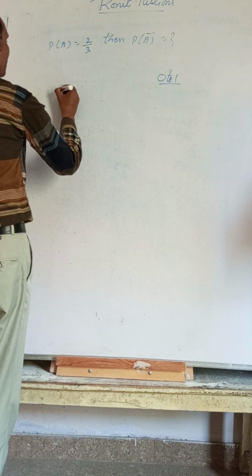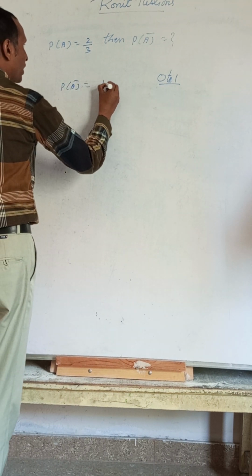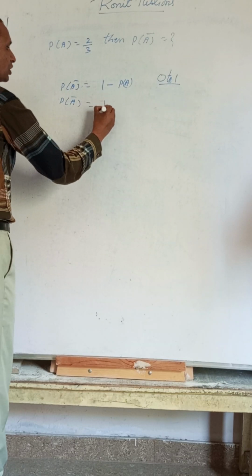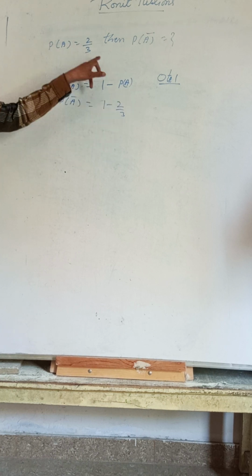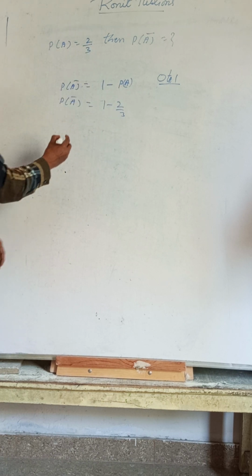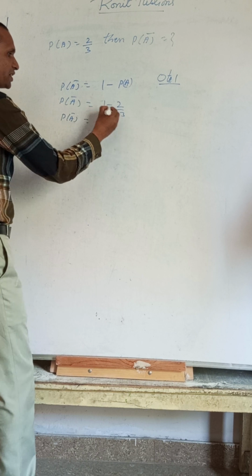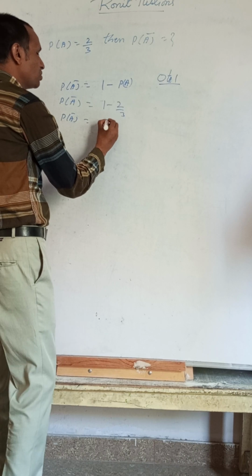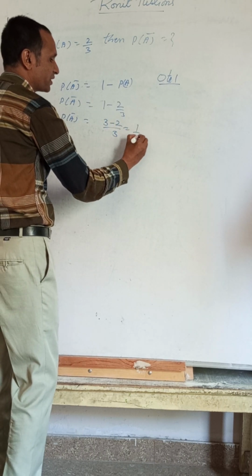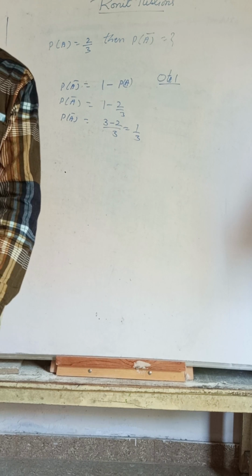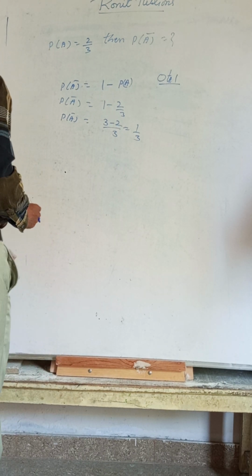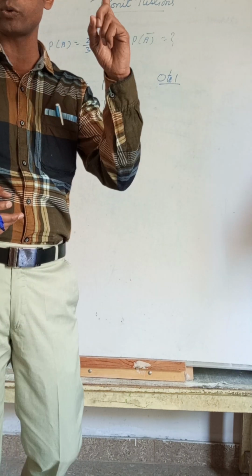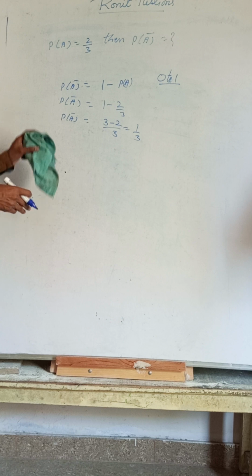So we can write P(A bar) is equal to 1 minus P(A). P(A bar) is equal to 1 minus 2 by 3, since the value given is P(A) is equal to 2 by 3. So P(A bar) is equal to 1 minus 2 by 3, and by taking the LCM, that is 3 minus 2 by 3, which is equal to 1 by 3. The probability of the event not happening is 1 by 3, because the sum of the probabilities is always 1. Next question.